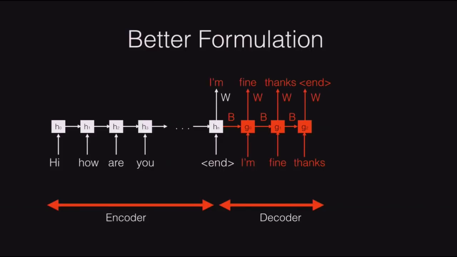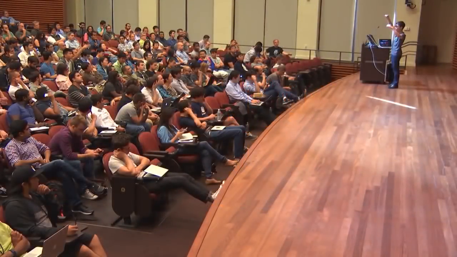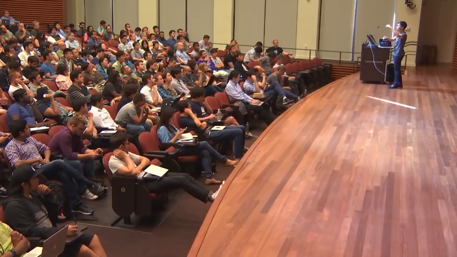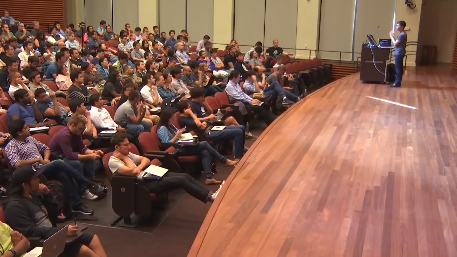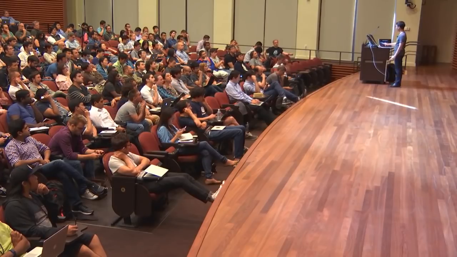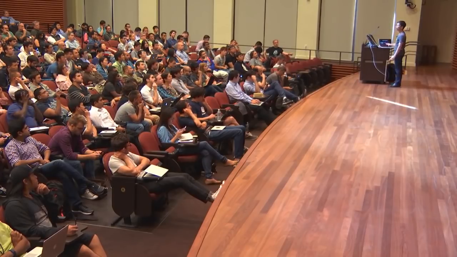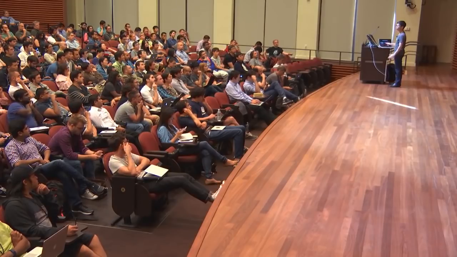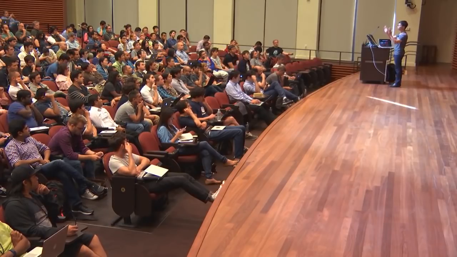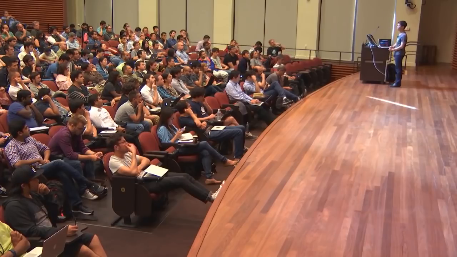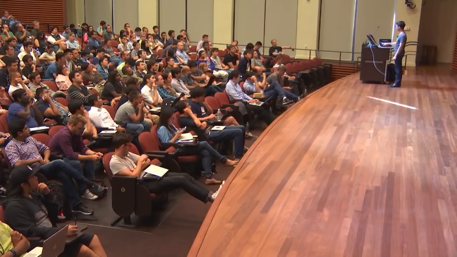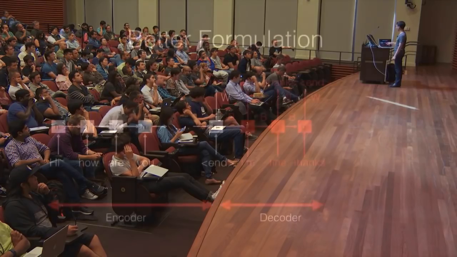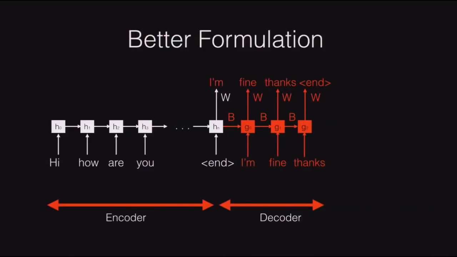Oh, you condition on the input. So when I'm at fine, my input would be hi, how are you, and that's all I see, and then I need to make a prediction. I have to make that prediction, right? And if I'm at the word thanks, my input would be hi, how are you, and I'm fine. And I've got to get my thanks probability right. Okay?